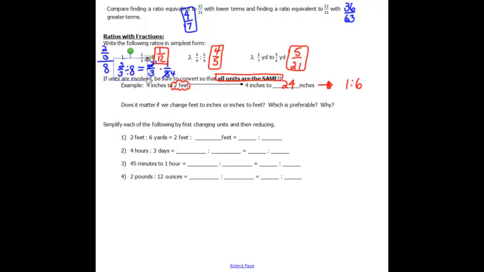Does it matter if we change feet to inches or inches to feet? Which is preferable and why? I would like you guys to think about this as a hot question for tomorrow. This I would like you to answer on your own and bring in your thoughts to me.